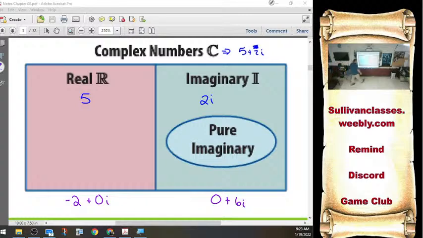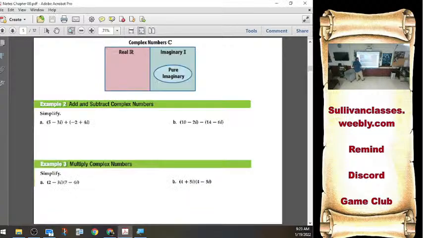Okay? Now, that i, until we start using it as a square root of negative 1, that i can be treated an awful lot like a variable. Which means I can start to do operations with it.